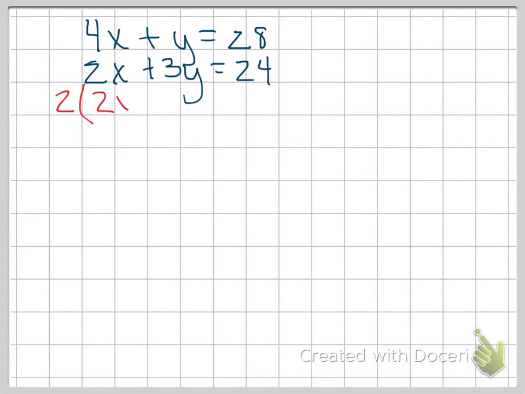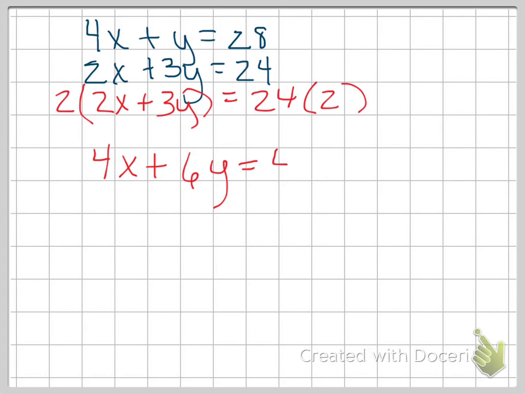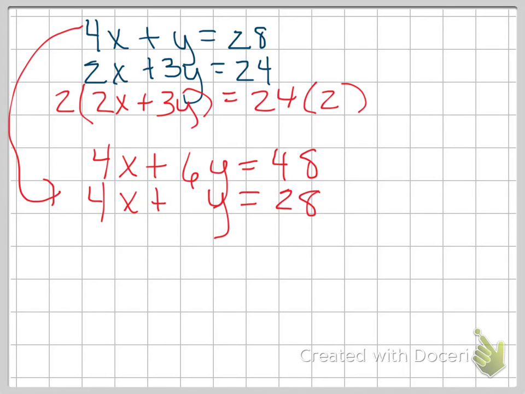So if I multiply everything in the equation by 2, I come up with, if I do my math right, 4x plus 6y equals 48. Now, let's bring this equation down. 4x plus y equals 28. Okay, now, do I add or subtract these two equations? Well, of course, I'm going to subtract so I can eliminate one of the variables, the one that's with the 4. So we're going to subtract. That makes that 0. And 6 minus 1y is 5y. And 48 minus 28 is 20.